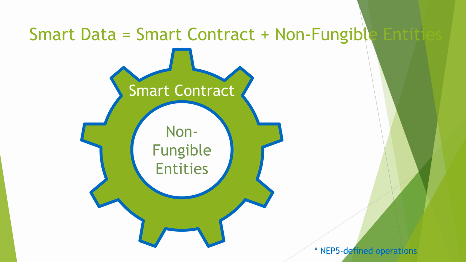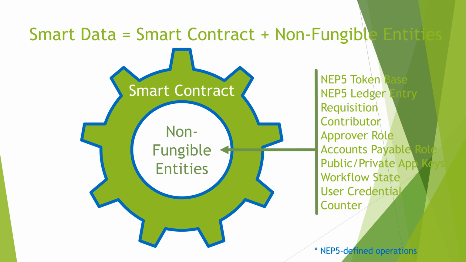And then we want to make that data smart. We want to wrap it with code. We want to wrap it with a smart contract. So here's some examples of the non-fungible entities in the NEP5R specification, the extension to NEP5 that supports the processing of requisitions, in addition to the normal processing of Neo tokens. So at the top, we see the entities that are used to represent tokens. In the smart contract, we see requisitions, contributors, approval roles, accounts payable roles.